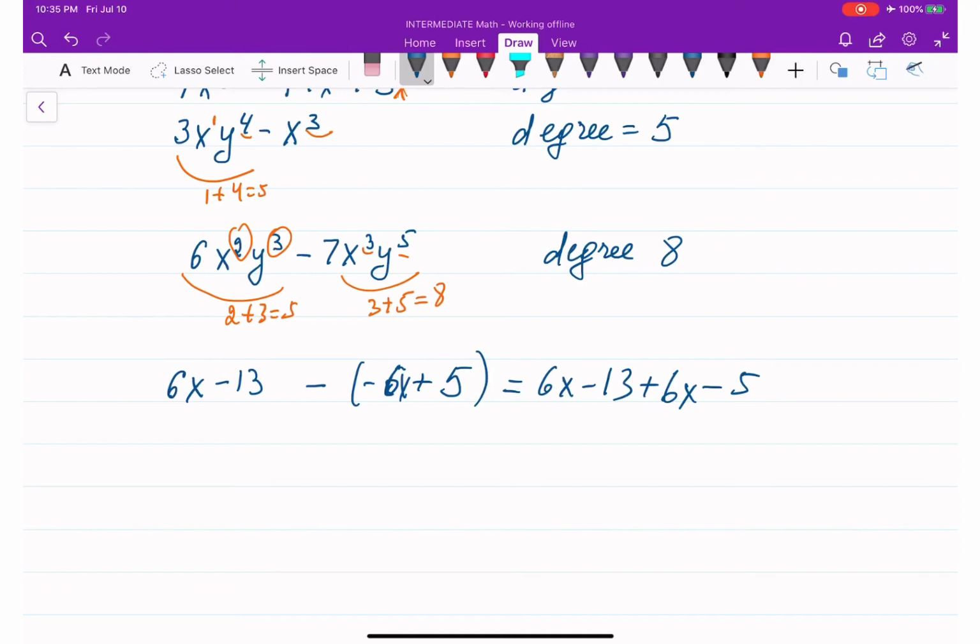So 6x terms are like terms, and negative 13 and negative 5 are also like terms. So we will get 6x and 6x, 12x, and negative 13 and negative 5 is negative 18. Next.